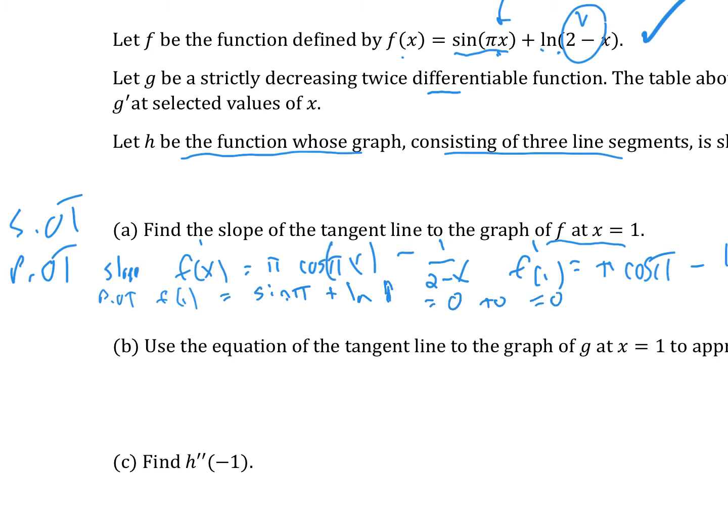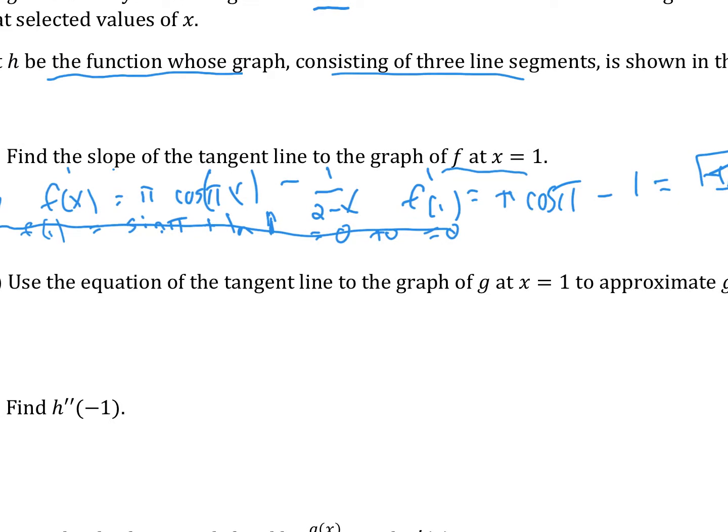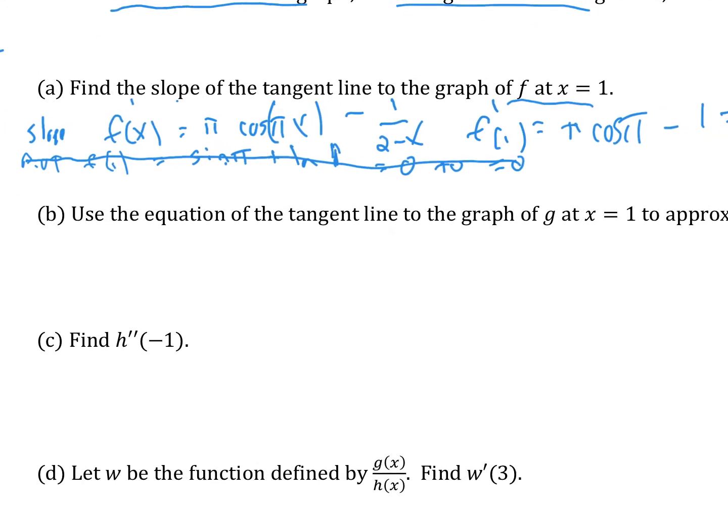So then, as always, why did I do the whole thing? I thought I was finding the equation of the tangent line. Hello, I didn't need this right now. I might need it later. He just wanted to know the slope. All right, I found it. I did too much. Negative pi minus 1. Use the equation of the tangent line.